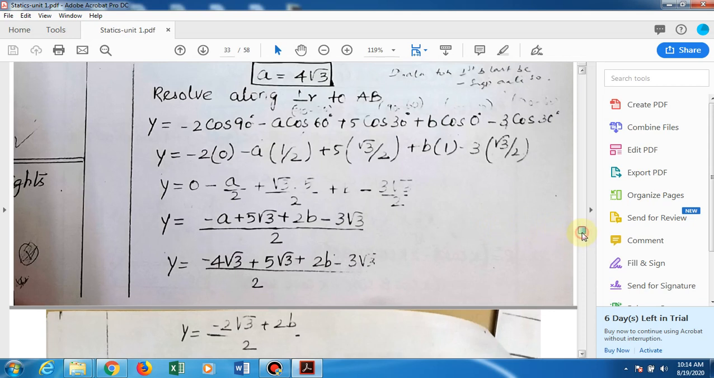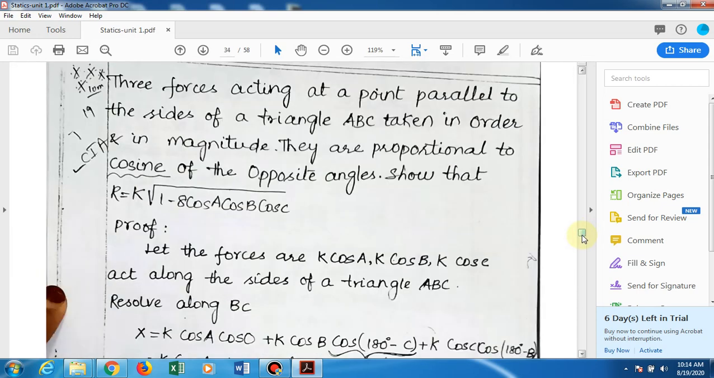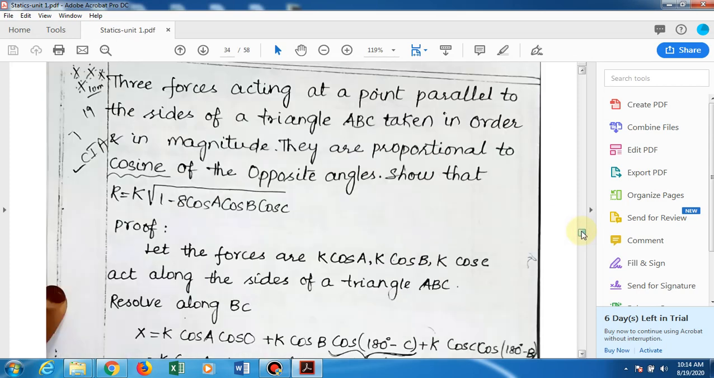Okay girls, do you understand now? We find the value for B. If you have any doubt, you can ask. It's very easy, you just have to resolve. The diagram is very important. Only see the arrow marks, whether it is going upward or downward. If it is downward, the sign will be opposite, negative. Okay, next you will go for the next problem.